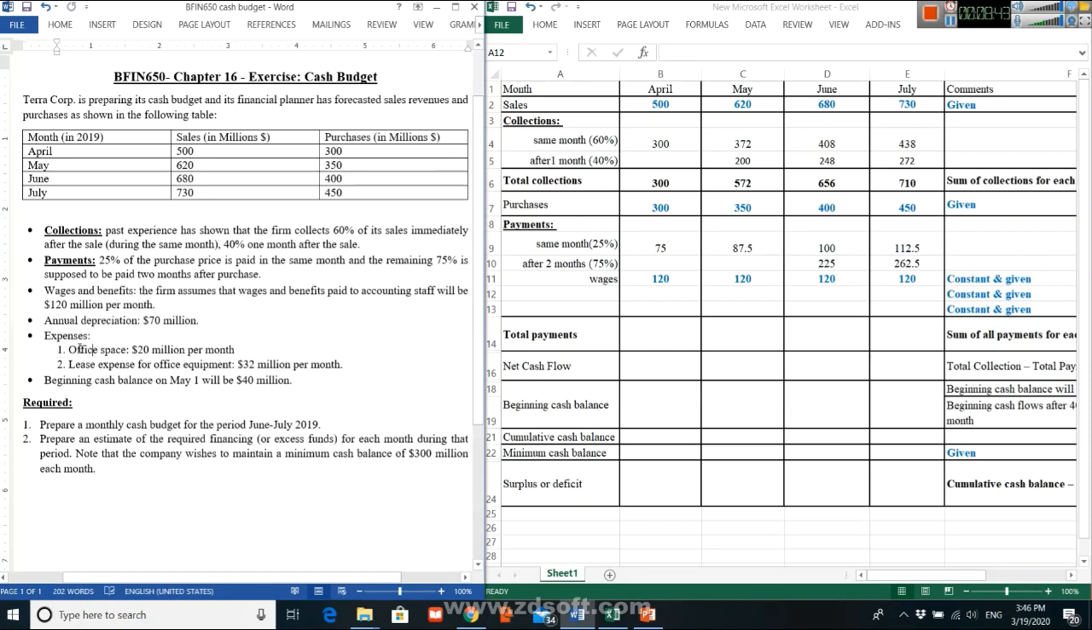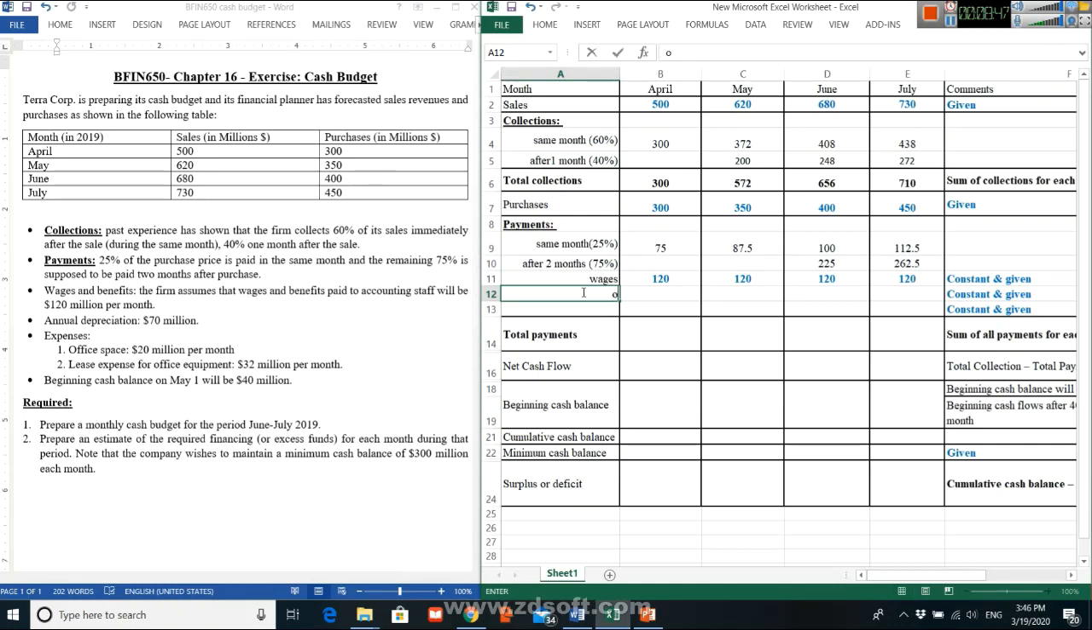The other expenses, we have the office space, 20 million per month, so we should add it in here, office space, 20 million, 20 million, 20 million every month, so also constant and given. And finally, we have the lease expense, which is 32 million per month, so 32, 32, 32, and 32.